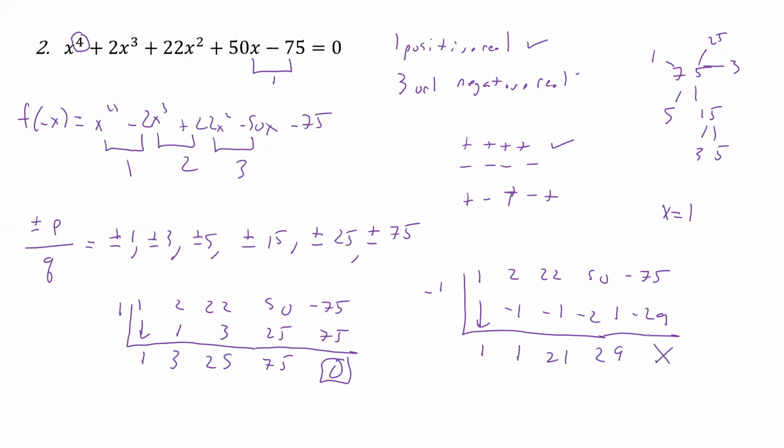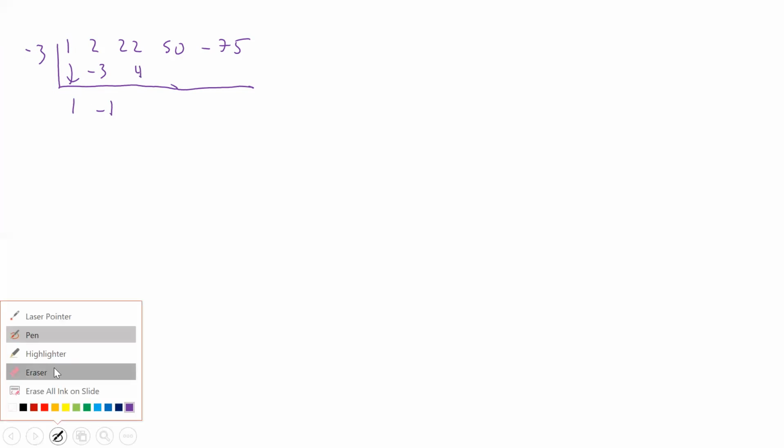That's not equal to 0, so that's not a factor, okay? All right, so let's go to the next one. And so the next one would be a 3, and it's going to be a negative. And we had, again, 1, 2, 22, 50, and -75, if I remember right. So bring that down, that's 1. That's going to be a -3. That's going to be a -1. That's going to be 3, not a 4, not adding here.